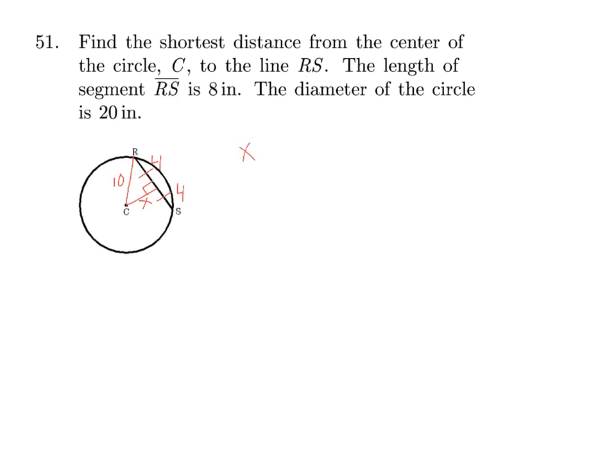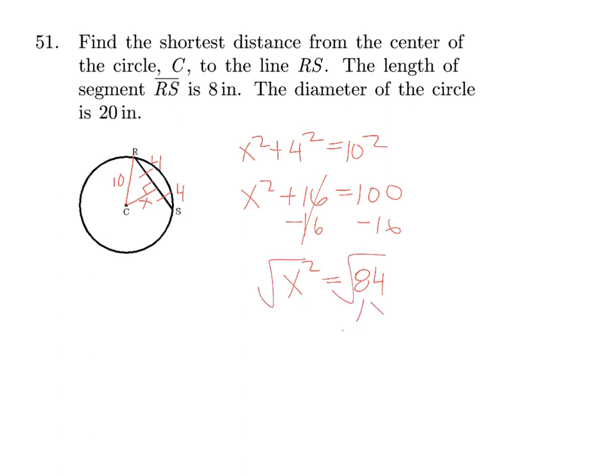So I have x squared plus 4 squared equals 10 squared. x squared plus 16 equals 100. Subtract 16. x squared is equal to 84. Square root both sides. I have 2 times 42, 2 times 21, 3 times 7. I have a pair of 2's, so x is equal to 2 square root of 21. Done.